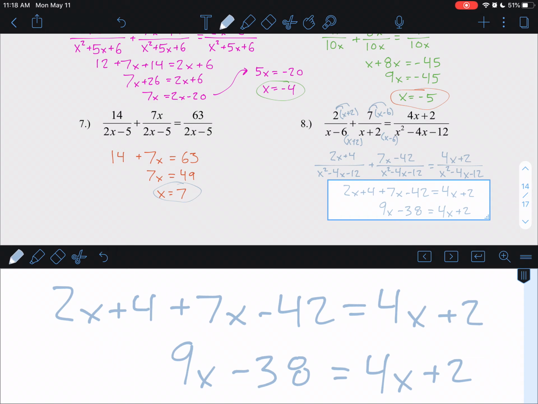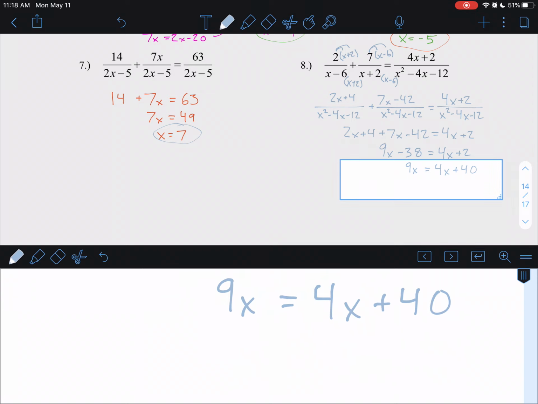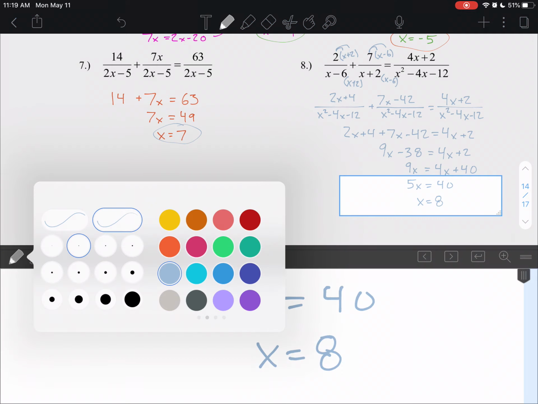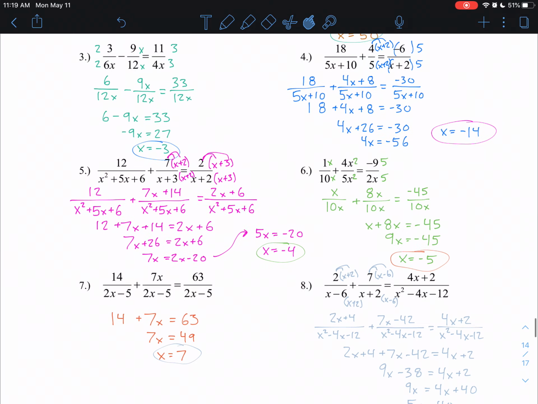Next, I'll add 38 to both sides. That gives 9x equals 4x plus 40. Then I'm going to subtract 4x from both sides, which gives me 5x equals 40. Then divide by 5. x equals 8. So, perfect. x equals 8 on that one.